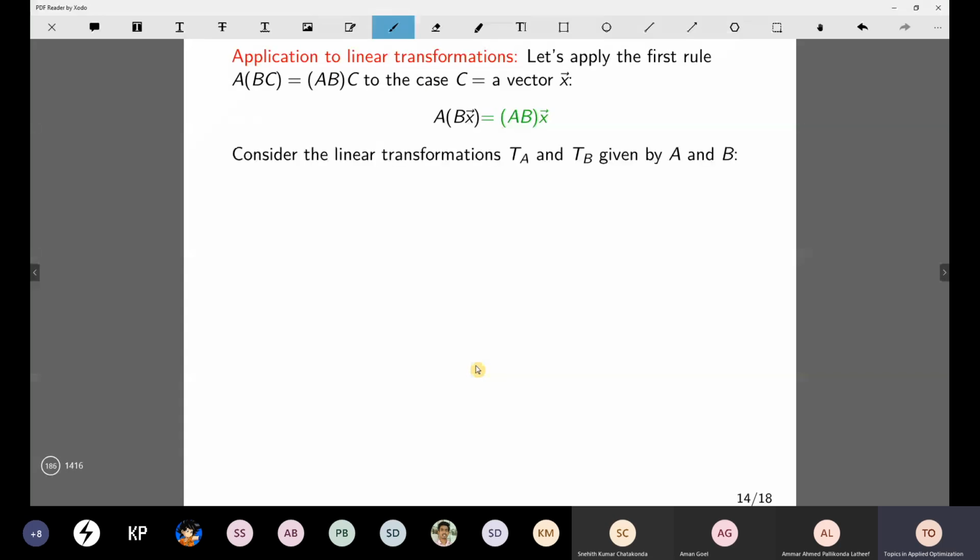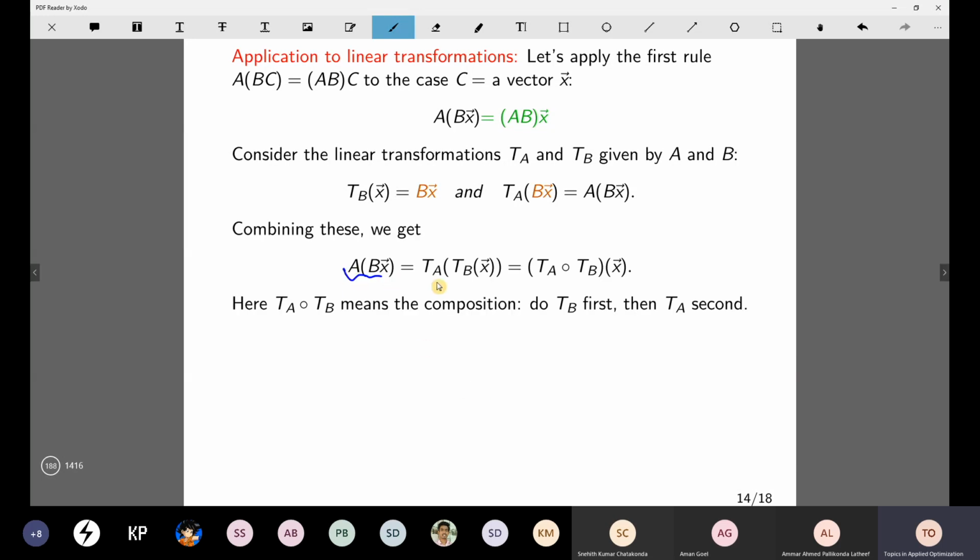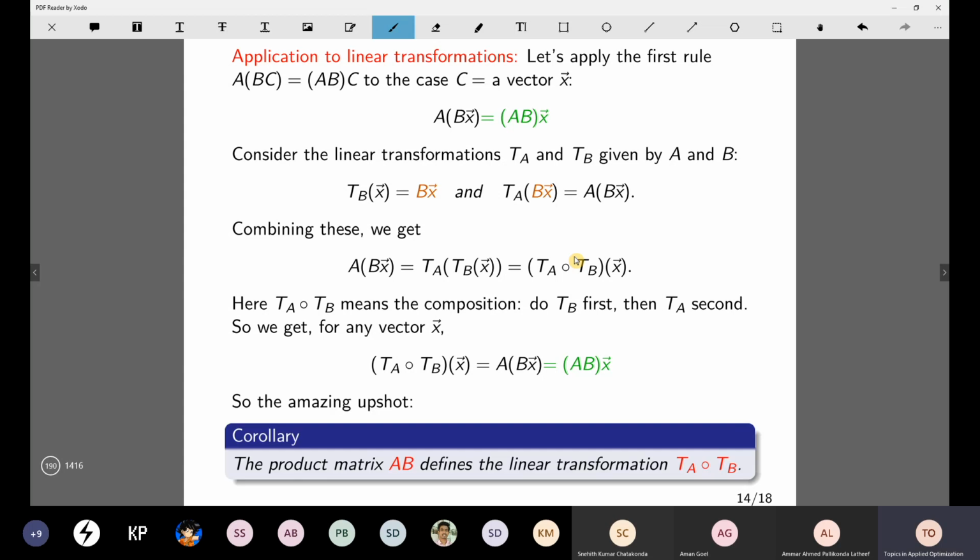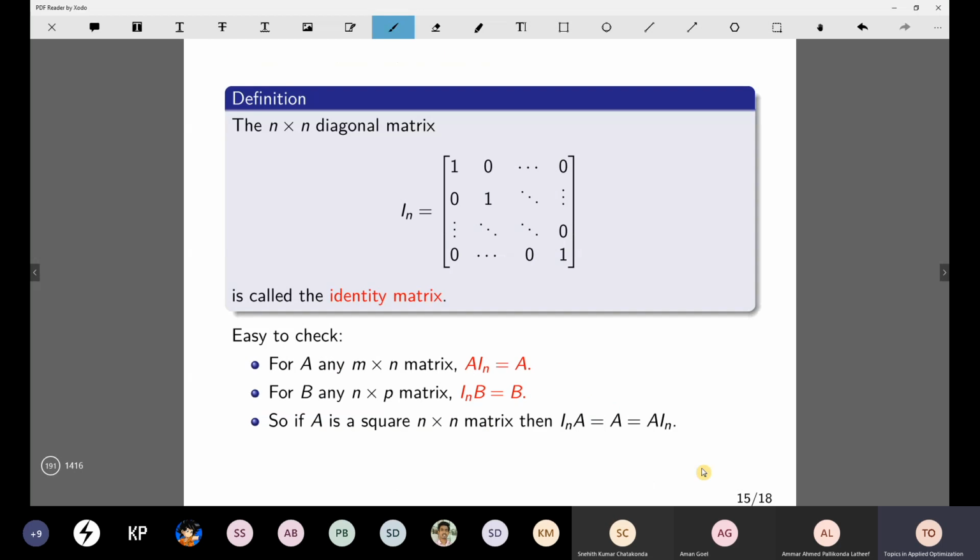So applications to the linear transforms: if we want to apply this associative property to the linear transform, remember that matrix multiplication can be seen as a linear transform. So in this case, we are talking about multiplying two matrices, but this is the same thing as saying composing two linear transforms, T_A of T_B of x. So this is nothing but the function composition, right? So the product matrix AB actually can define the function composition. So AB is the matrix of the transform of the composition function T_A of T_B.